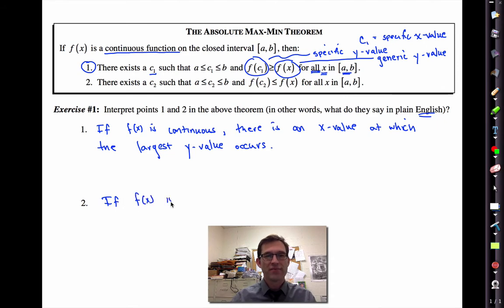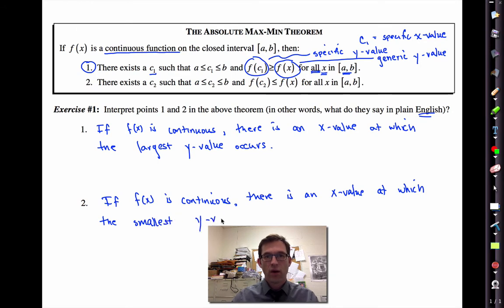And number 2 is very similar, but just the opposite. If f of x, well, maybe not opposite. If f of x is continuous, there is an x value at which the smallest y value occurs. All right? And it's kind of neat. Now, you may doubt right now why the function has to be continuous for this to be true, but we'll take a look at that sort of contingency in a little bit.